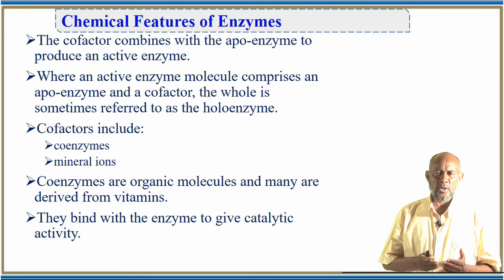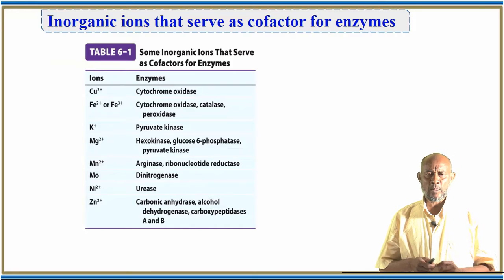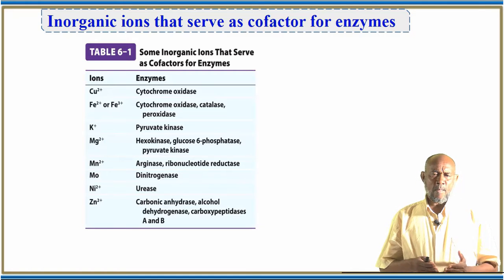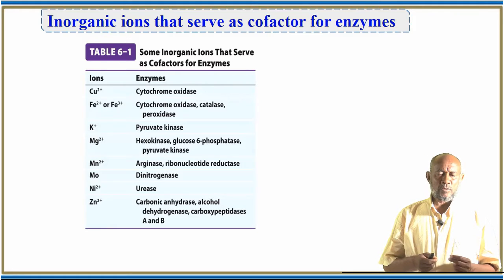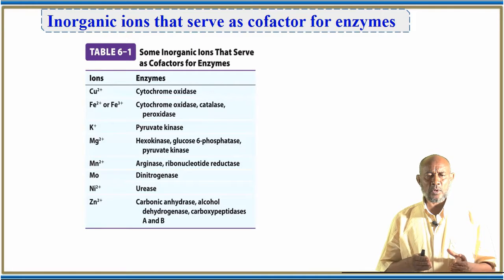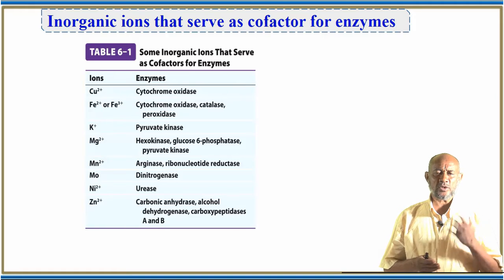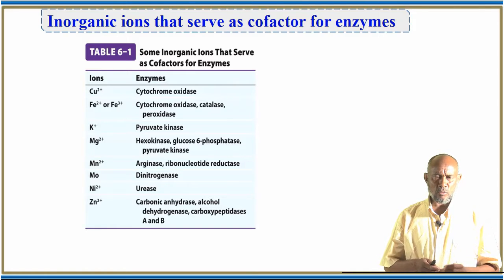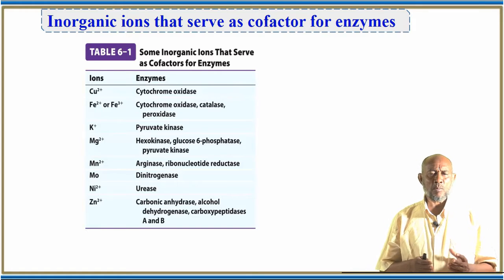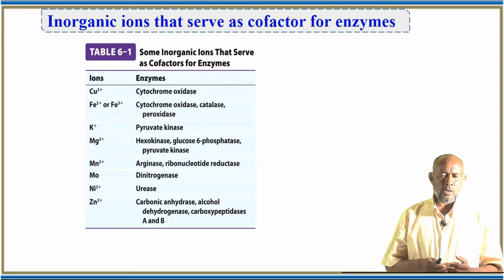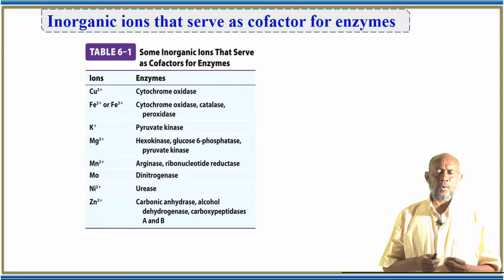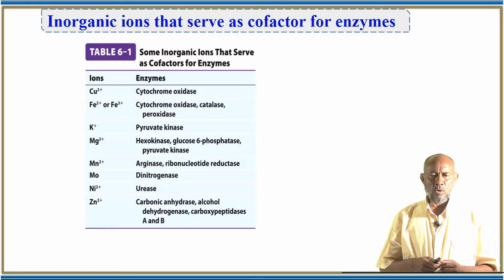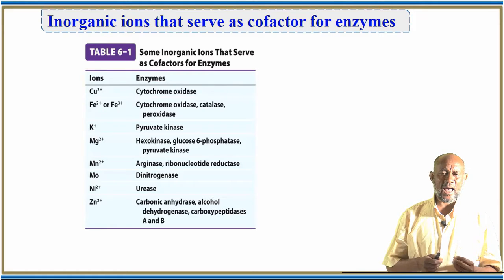Now let's look at some of the inorganic ions that serve as cofactors for enzymes. For example, the copper ion is involved in the enzyme known as cytochrome oxidase. The ferric and ferrous ions are cofactors found in cytochrome oxidase, catalase, and peroxidase. A potassium ion is one of the components of the enzyme known as pyruvate kinase. Magnesium ion is also a cofactor found in hexokinase, glucose 6-phosphatase and pyruvate kinase.